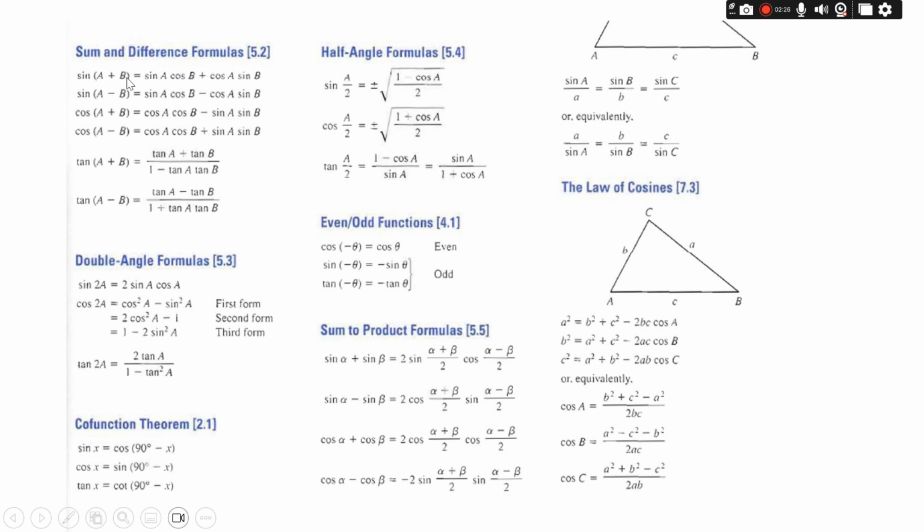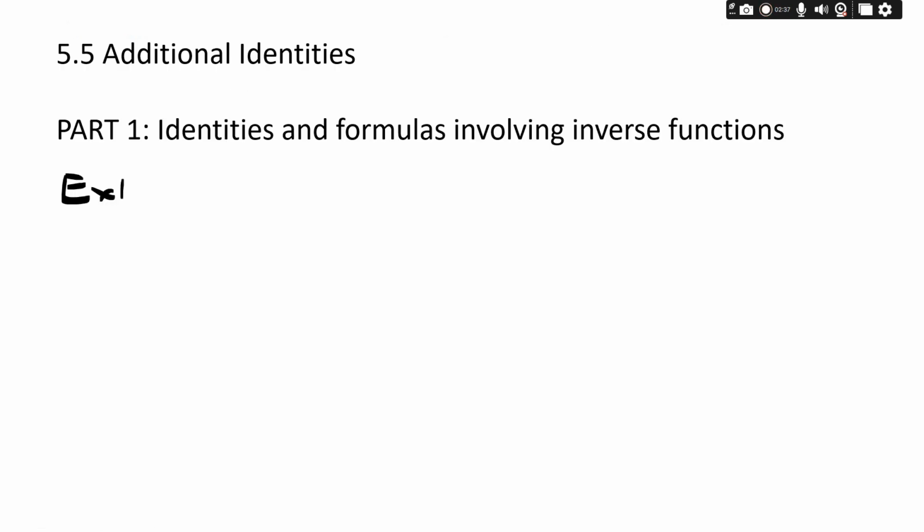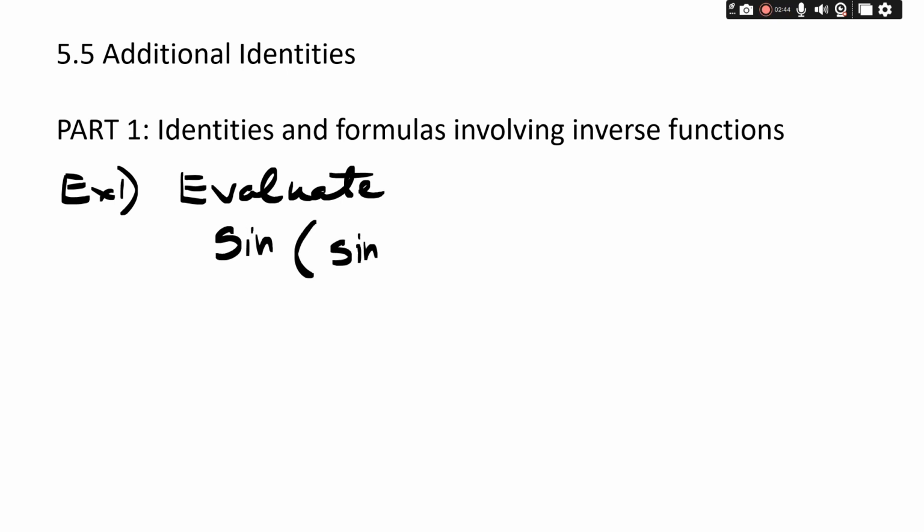Sum is a plus b, sine of a cosine b plus cosine a sine b. That might be very, very important in what we're going to do right now. So let's go with it here. So here it is, evaluate. Exercise 1, evaluate this right here. I need to evaluate sine inverse of 3/5 plus arc tangent, actually, 2. All right, let's write that down.